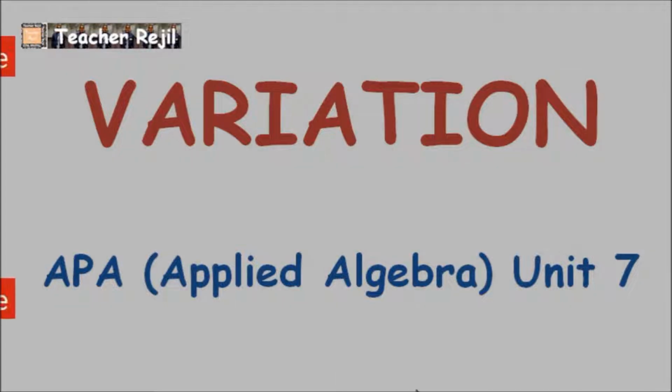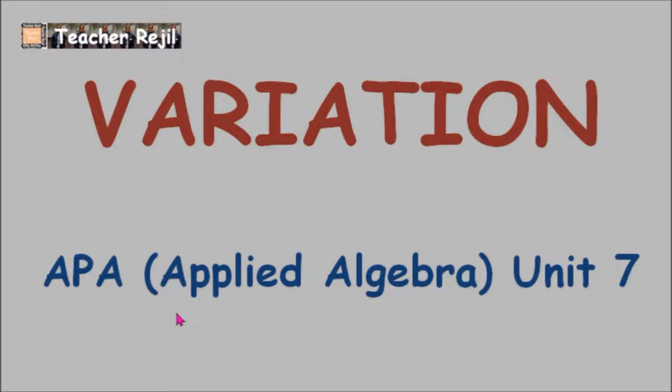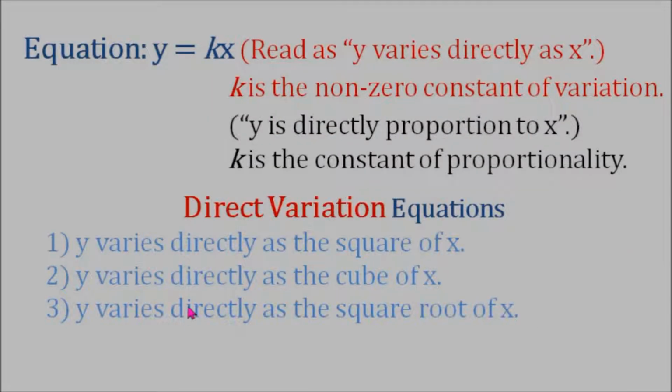Variation. This is Unit 7 of the course Applied Algebra, or APA. First, we are going to talk about direct variation. This is the equation of direct variation: y equals k times x. This is read as y varies directly as x, where k is the non-zero constant of variation.